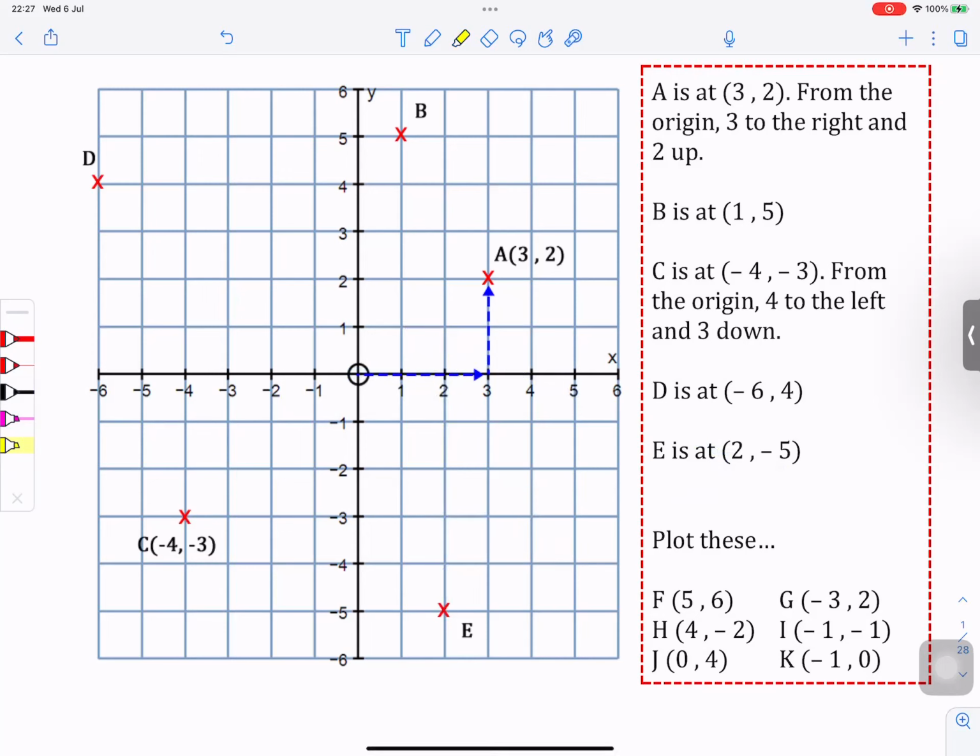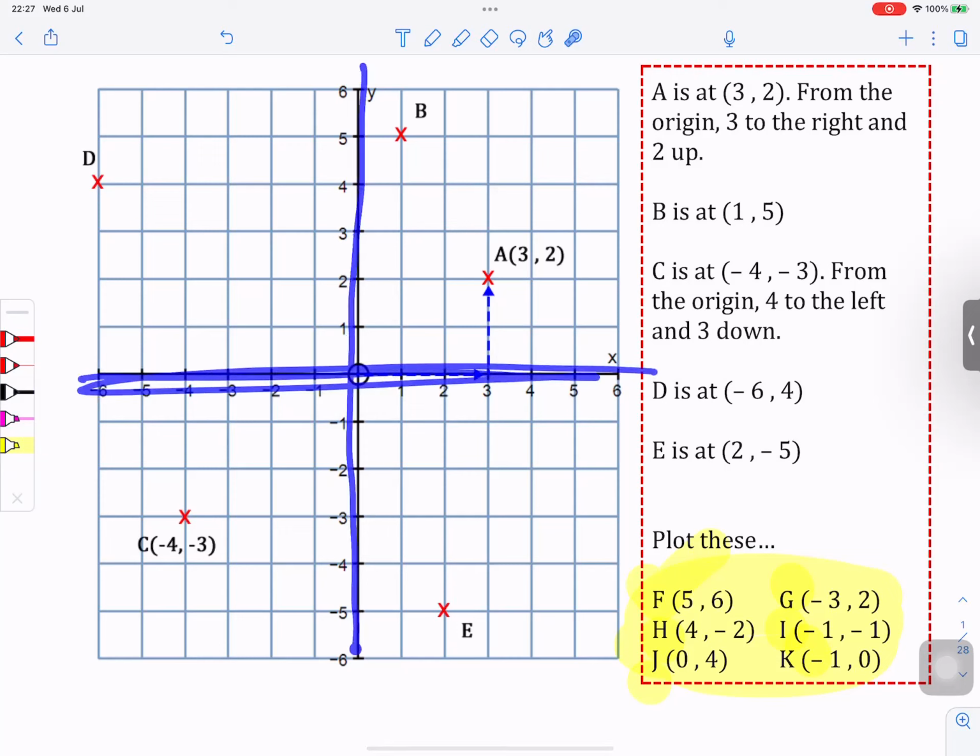Now it is your turn to plot these points below. So you plot F, G, H, I, J, K. So you draw this X and Y axis. The X is a horizontal axis. The Y is a vertical axis.